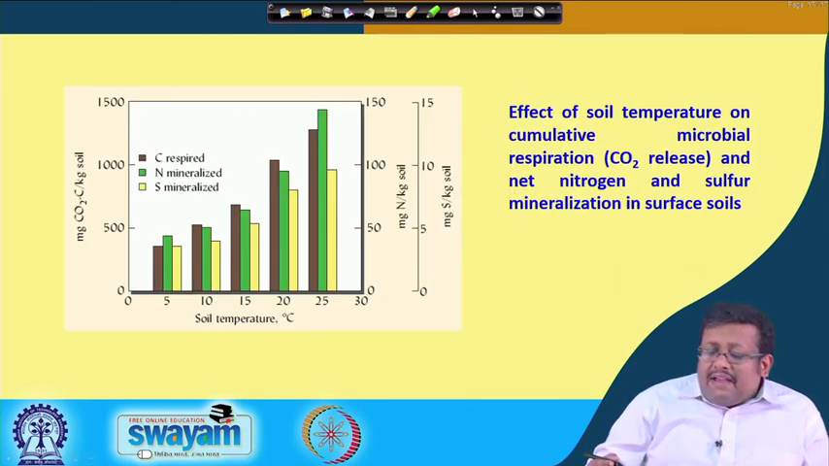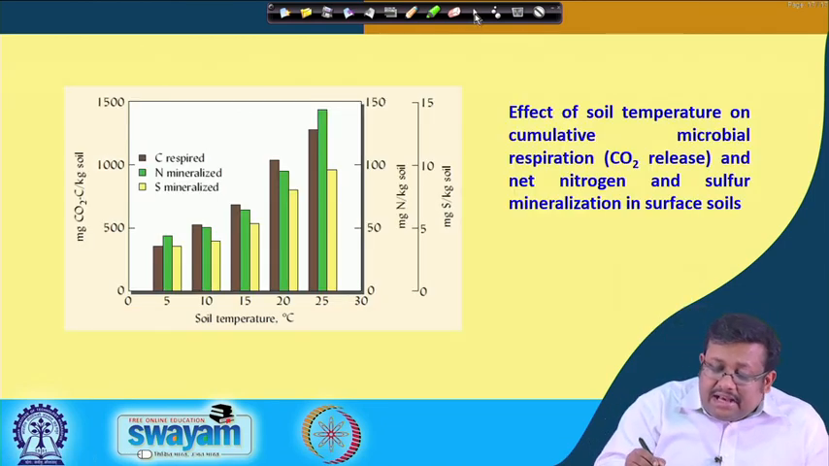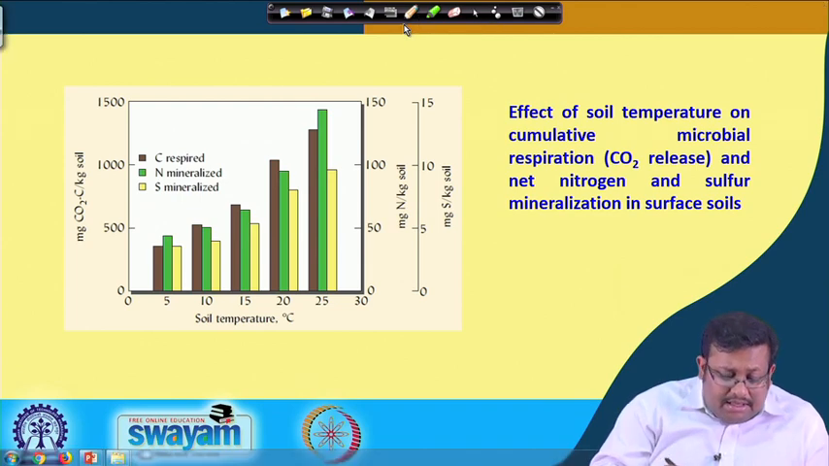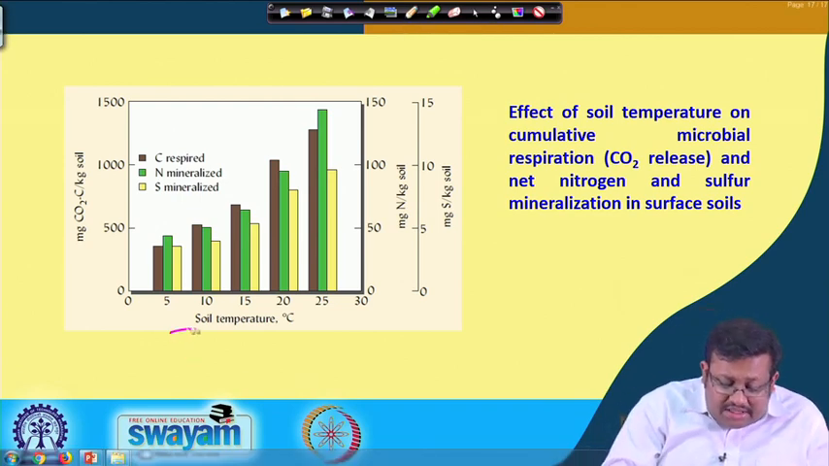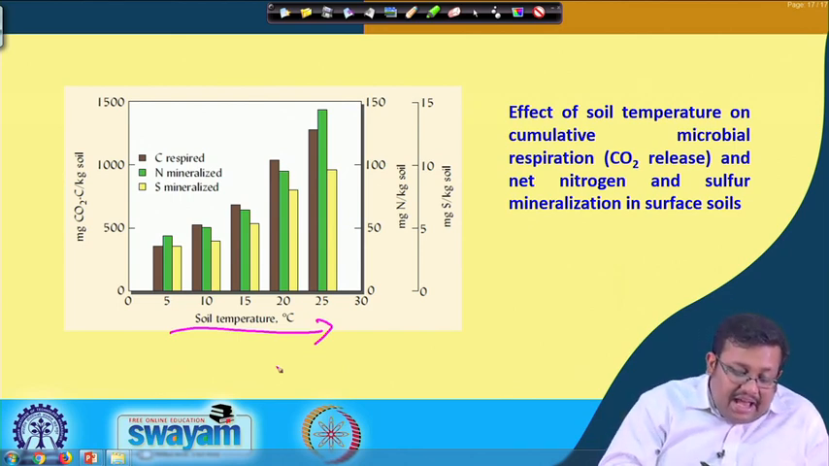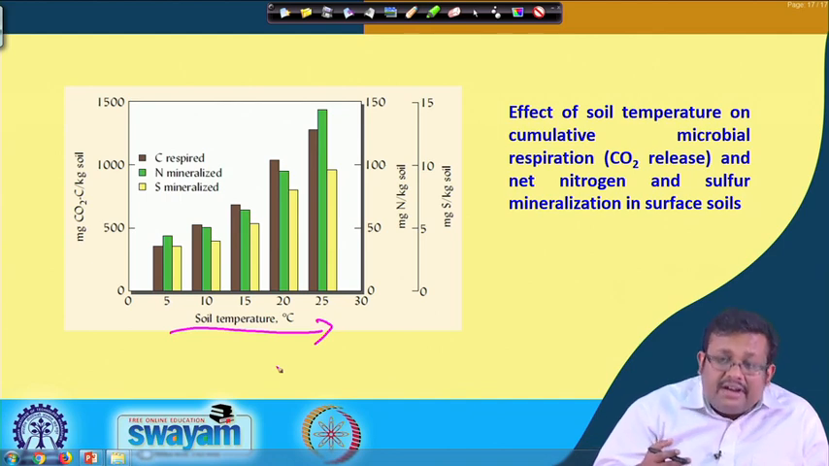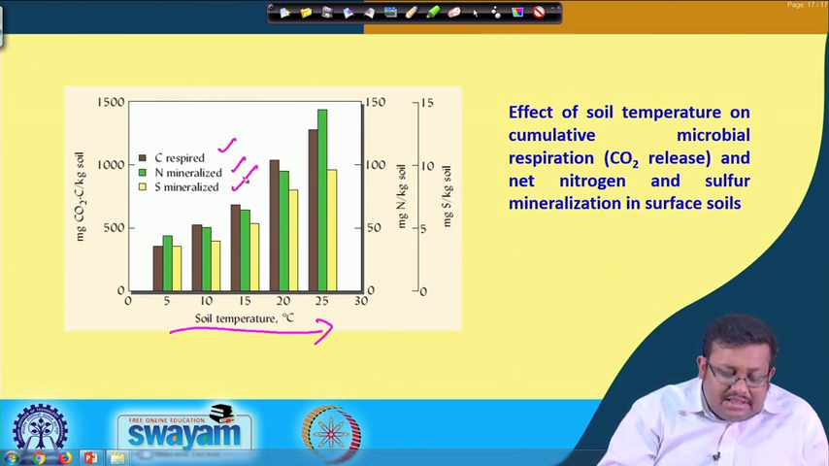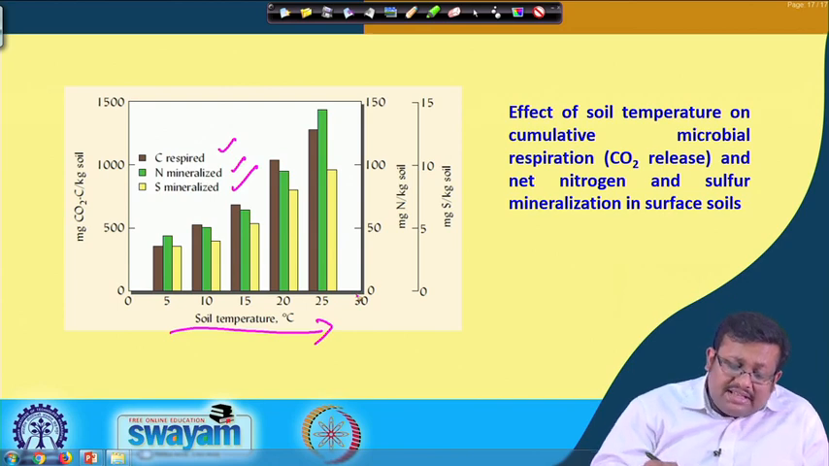So, what are the effects? You can see in this graph that we are plotting the soil temperature in degrees centigrade from 0 to 30, and we are seeing different trends of carbon respiration, nitrogen mineralization and sulfur mineralization. As the temperature increases, obviously all three processes are increasing.